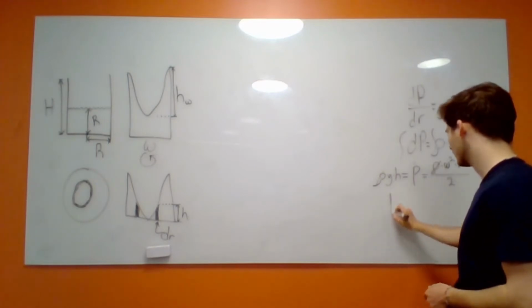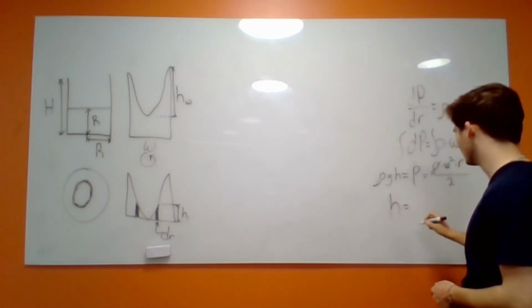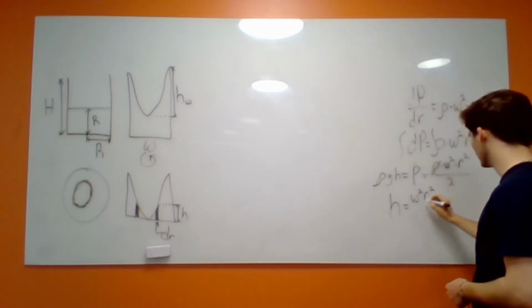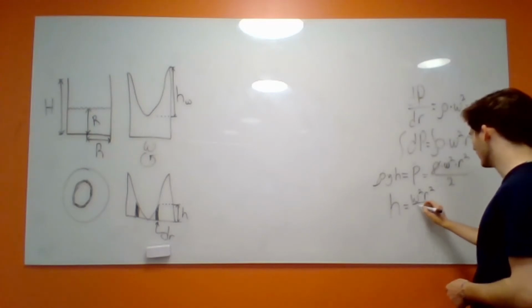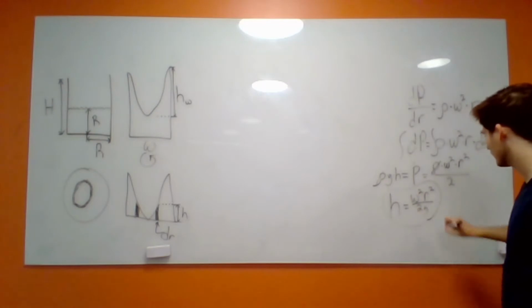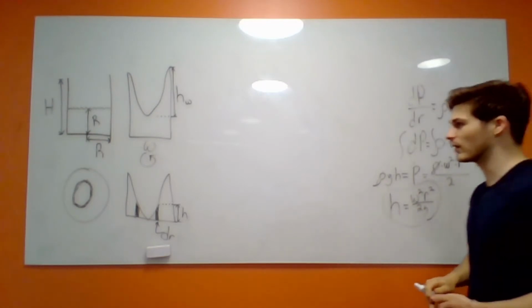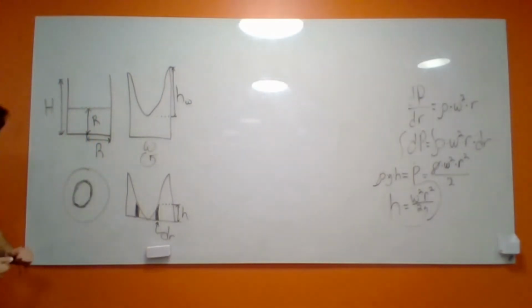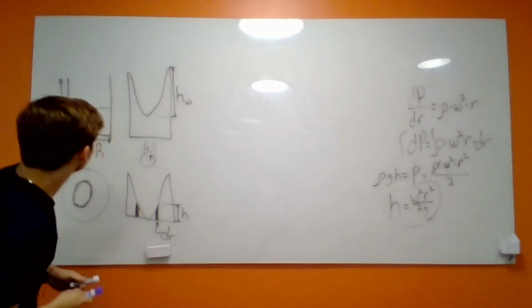And so that will be very important. So the height of our liquid is going to be equal to the angular frequency squared times the radius squared, all divided by 2 times the force of gravity. So that's important.